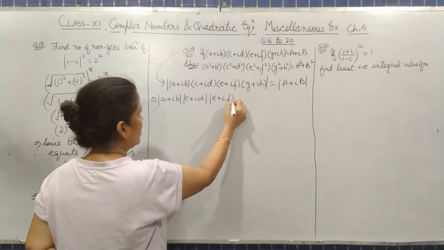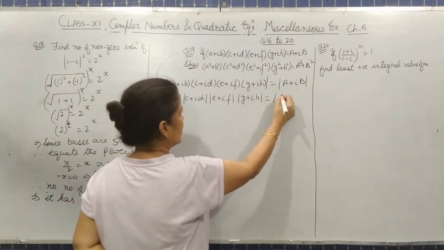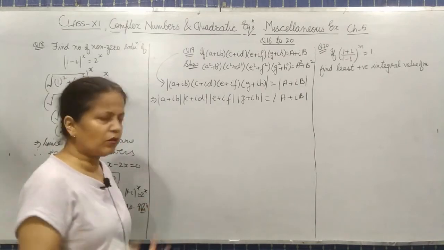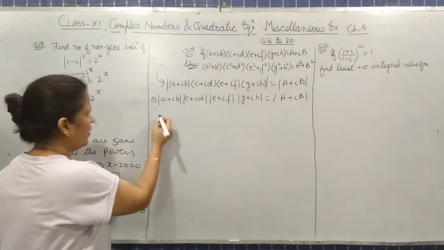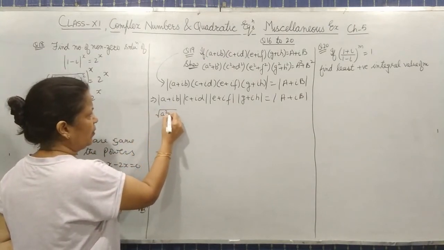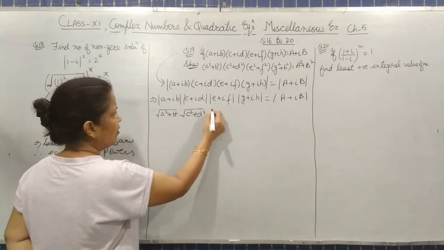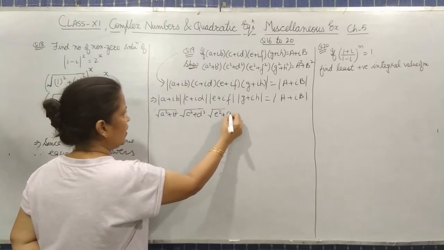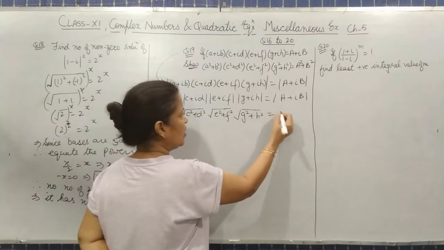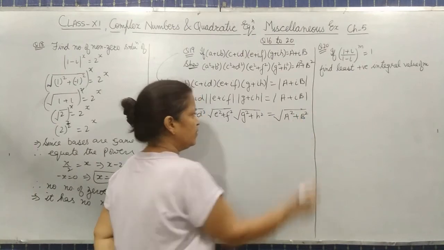E plus iota F, then G plus iota H mod, and this is equals to A plus iota B. Now if we have to remove this modulus sign, so what answer you will write? Like this. You will write it like root A square plus B square. Same way, root C square D square, root E square F square, and root G square H square. This is equals to, here we will take A square plus B square.